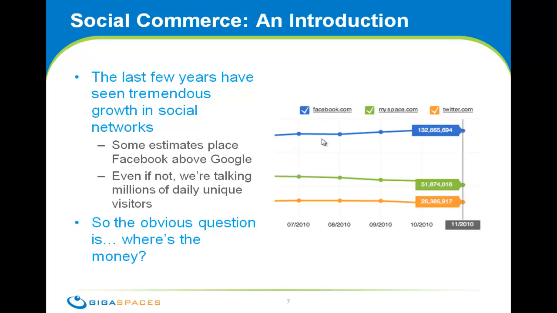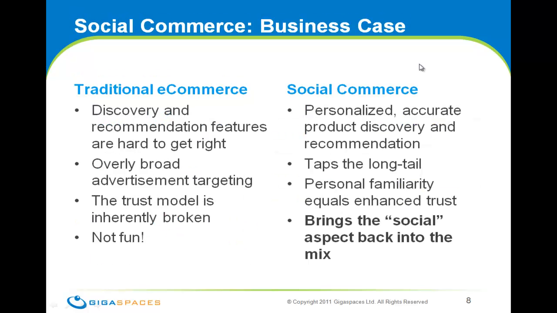So the real question is, where is the money? How do you monetize this? First of all, I want to go over some of the differences between traditional e-commerce and social commerce, and the problems that social commerce aims to solve. First we have the discovery and recommendation features. Traditional e-commerce websites build on global statistical models that are really hard to get right for any specific user. The global nature of the data makes tapping the long tail extremely hard, because aggregate data is typically based on popularity and statistical probability, which obviously does not map well to long tail products.